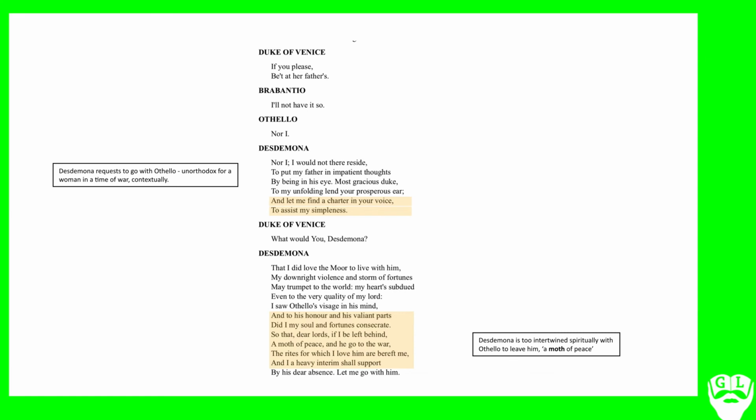Notice this sense, there's a moth of peace, she refers to herself as. And there's always a hint here at Desdemona's ultimate destruction, moths, like a moth to the flame. There's this idea that they're attracted to something that could well destroy them. And Desdemona hints at that very closely in that passage.